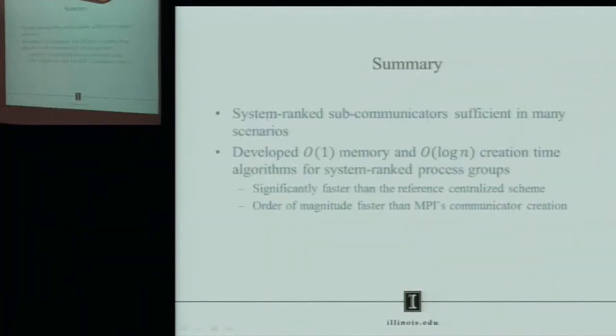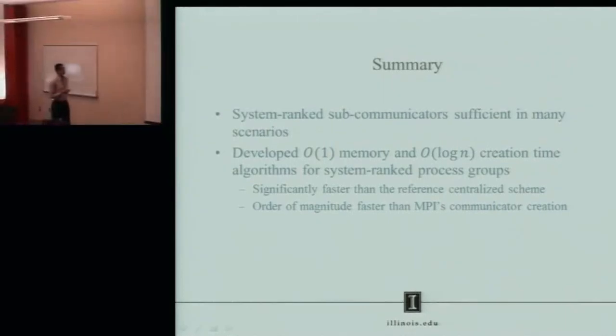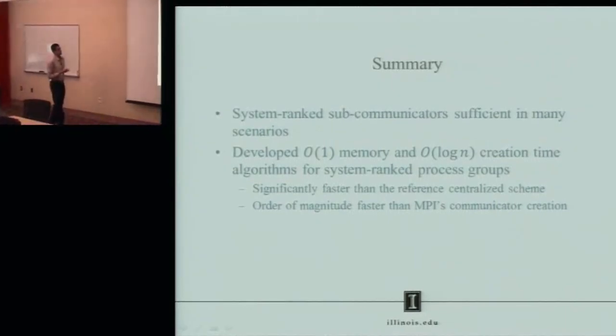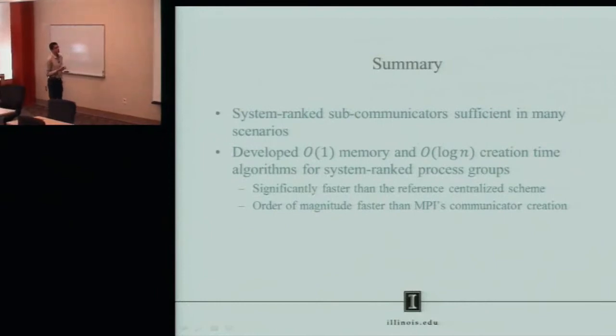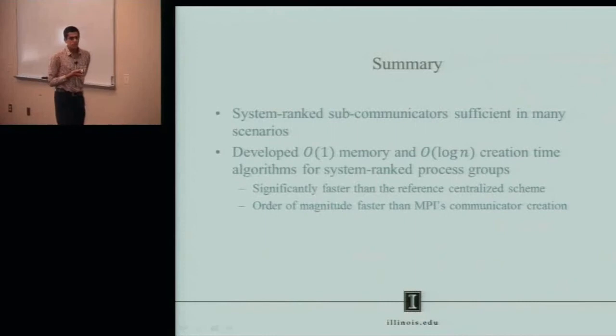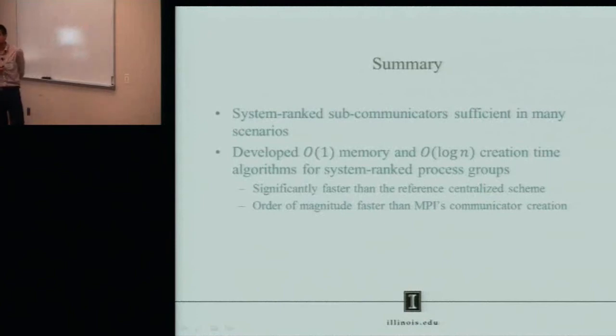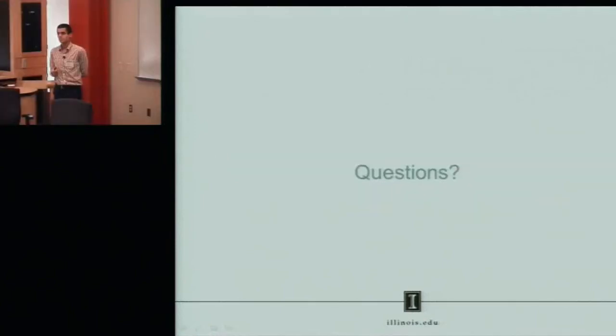Finally, to conclude, system ranked subcommunicators are sufficient in many scenarios. We have developed O(1) memory and O(log n) creation time algorithms for process groups. These algorithms are significantly better than reference centralized schemes, and they are orders of magnitude faster than MPI's communicator creation algorithms. Thank you.